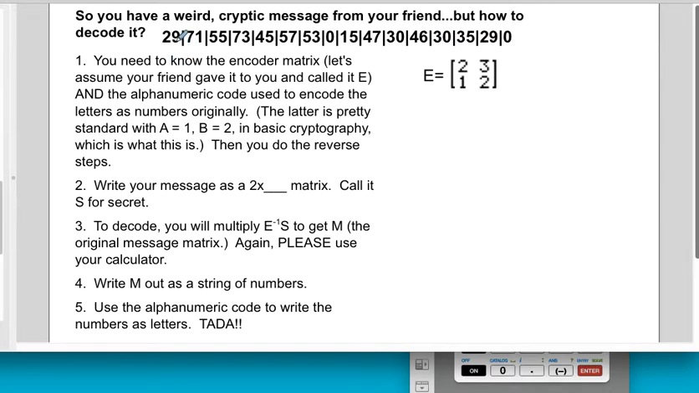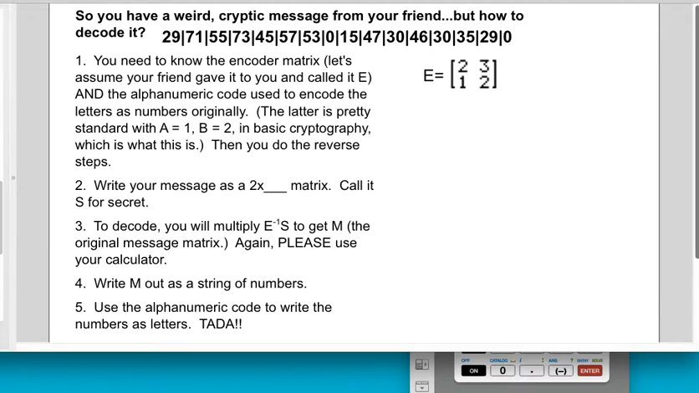Okay, so you have this weird cryptic message from your friend. How do you decode it? Your friend hands you this slip of paper. First thing you need to know is the encoder matrix, which we called E. So your friend has to give you your encoder matrix. Now, you might say if someone's giving me this matrix, then they've given up the whole code. But if you were actually giving secret messages this way and they were super important, I'm sure you could find some clever way to describe your encoder matrix in a way that does not just give up the numbers, but who knows.